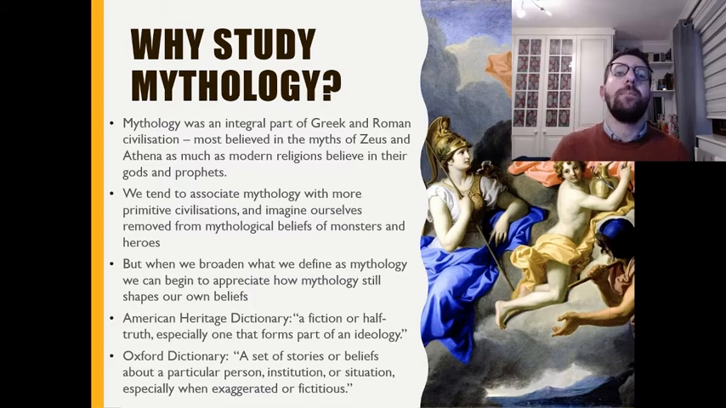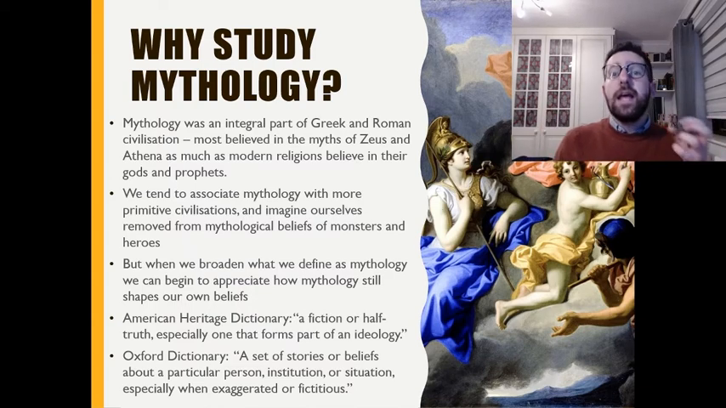So, for example, the American Heritage Dictionary defines mythology as a fiction or half-truth, especially one that forms part of an ideology. So essentially, something that is either completely false or somewhat true, but of course we can't work out exactly what's true and what's false, but particularly, as they say, something that helps shape our beliefs and values.